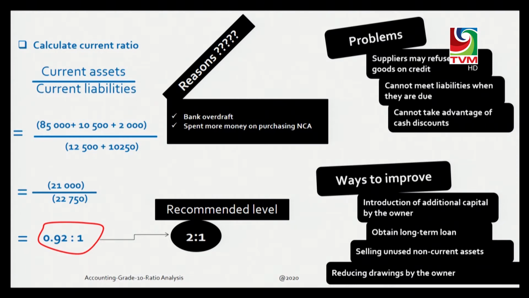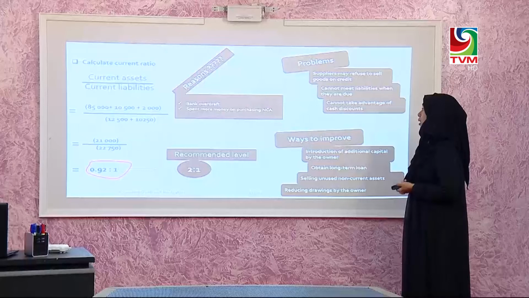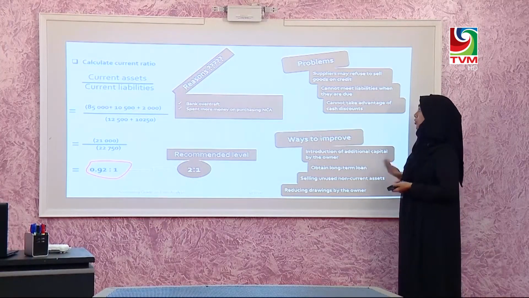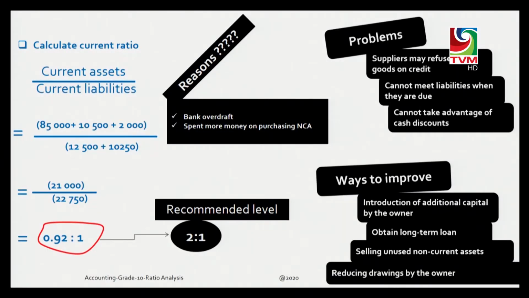So from this slide, we came to know that if the current ratio is below the recommended level, the business might face some problems, like traders may refuse to sell goods on credit. If the business is unable to pay trade payables on time, they cannot take advantage of cash discount. And also we have learned how to improve the current ratio. That's by taking a long-term loan and by selling unused non-current assets.